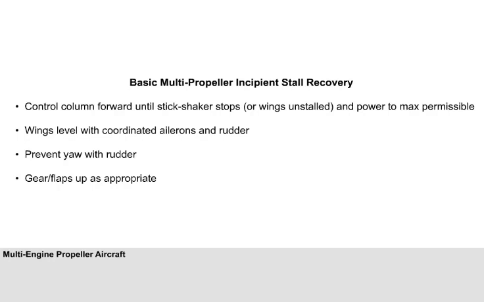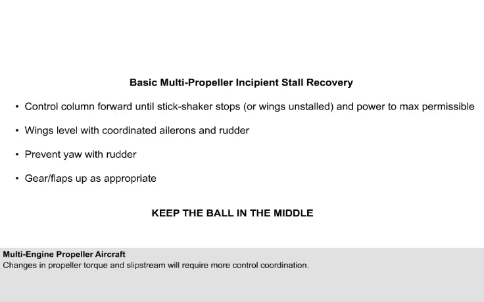For multiprop aircraft, the recovery sequence is almost identical, except that the wings should be leveled with coordinated use of rudder and aileron. The reason for this difference is that the propeller-driven aircraft will experience rapid changes in slipstream and propeller torque during the power increase, and it is essential that the pilot coordinates his control movement during the power change to keep the aircraft in balance. That is, with the ball in the middle. Prevention of yaw is particularly important during stall and recovery.